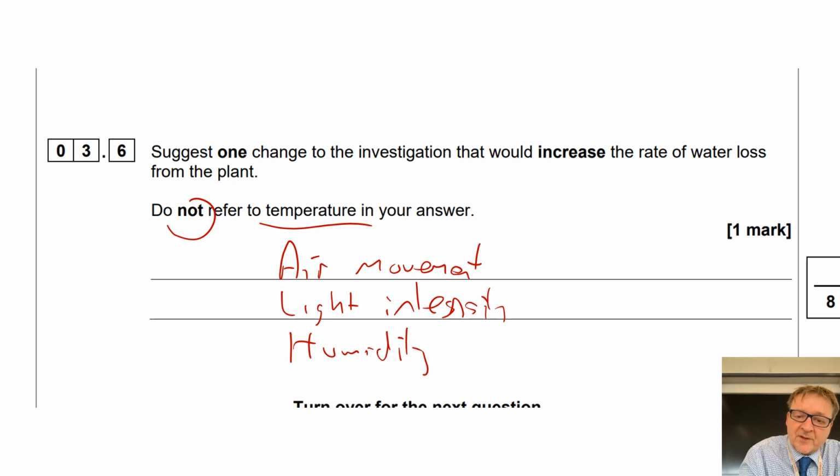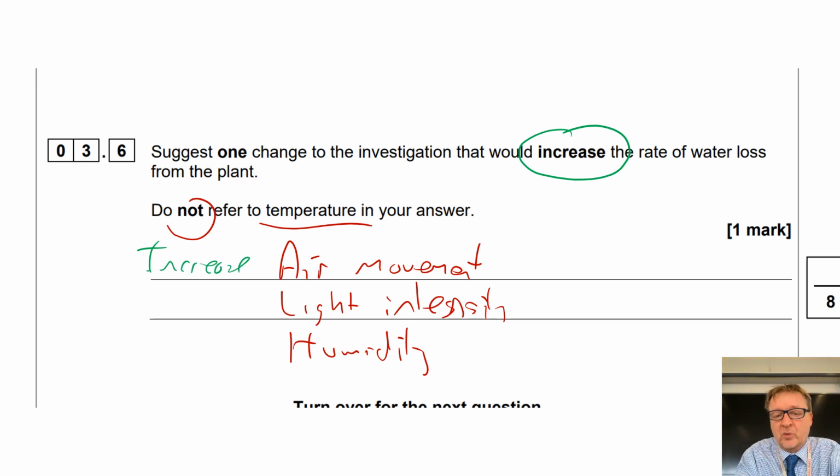But you know what? I've just answered that question there and I've got no marks for it, because I've got to talk about how I would increase the rate of water loss. If I just put down air movement, it's right, but that's not telling me how I would increase the rate of water loss. So for air movement, I need to increase air movement. So that's windier. If it's windier, more water gets taken away.